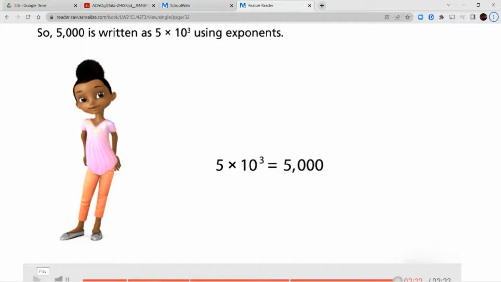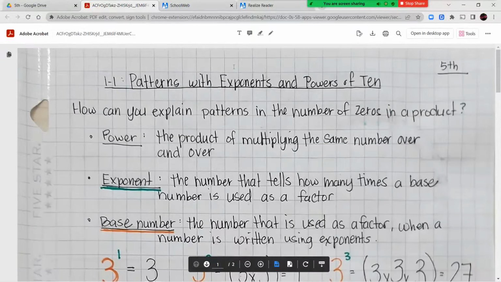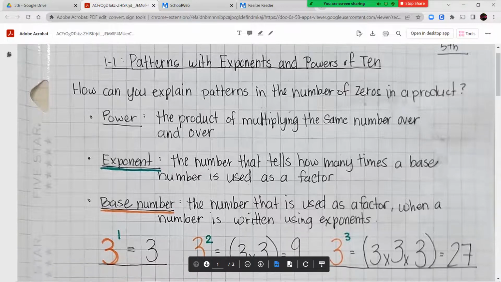All right, now that we got a chance to watch our short video lesson, I'm going to jump into our notes and our guided practice for this section. Now, our notes are going to be titled Patterns with Exponents and Powers of 10. We've already gone over our essential question for this lesson: how can you explain patterns in the number of zeros in a product? So a power, I'm going to give you some definitions here.